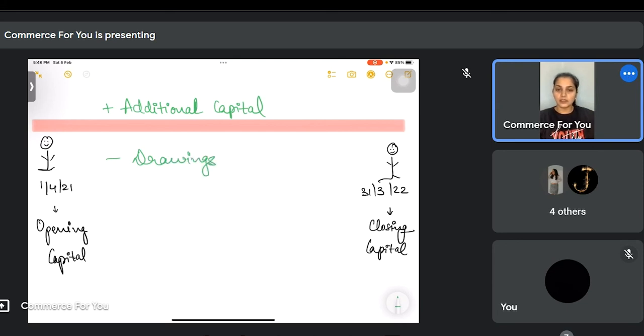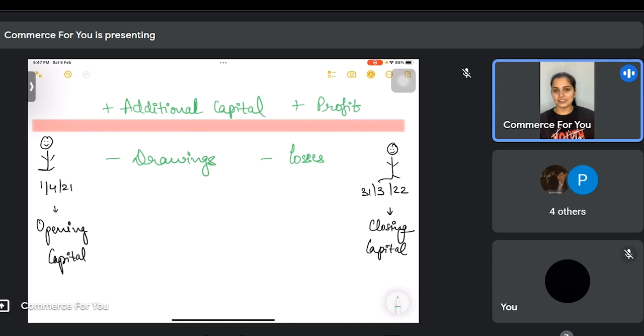Arav, if you earn profit during the year, will you add that in your capital or subtract it? Add, ma'am. Prachi, if you are incurring losses, then what? Subtract. Bas. This is all about your statement of profit and loss.